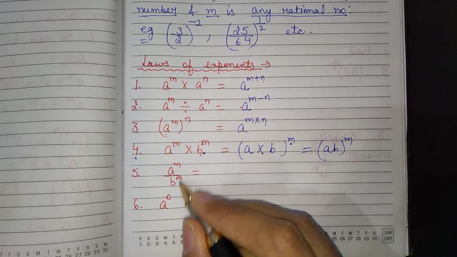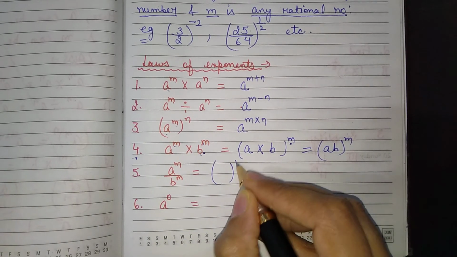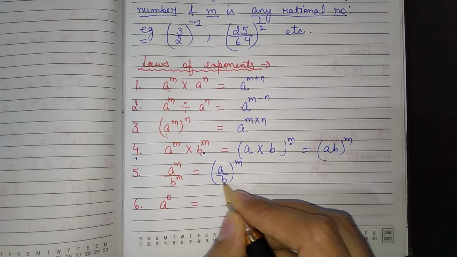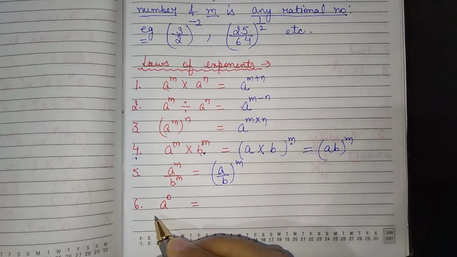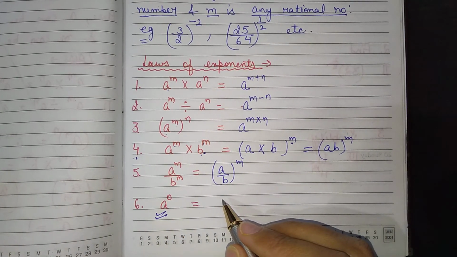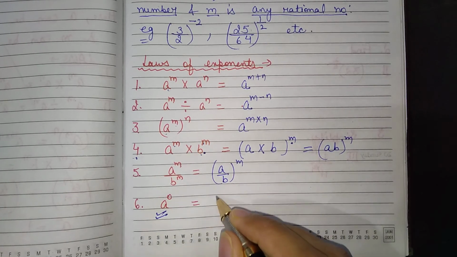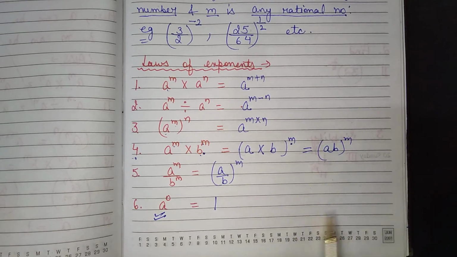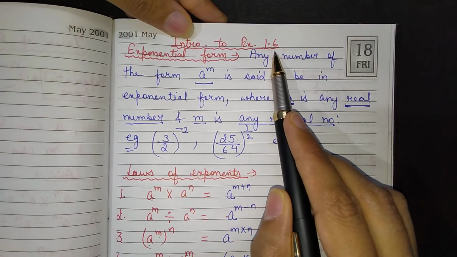Similarly here again common power will be taken outside. And what will be left inside? a upon b, because power is taken outside. Now one rule we have already learnt in 8th class, any number, any expression raised to power 0 is always equal to 1. Please understand these laws carefully because these will be used in exercise 1.6 in all the questions.